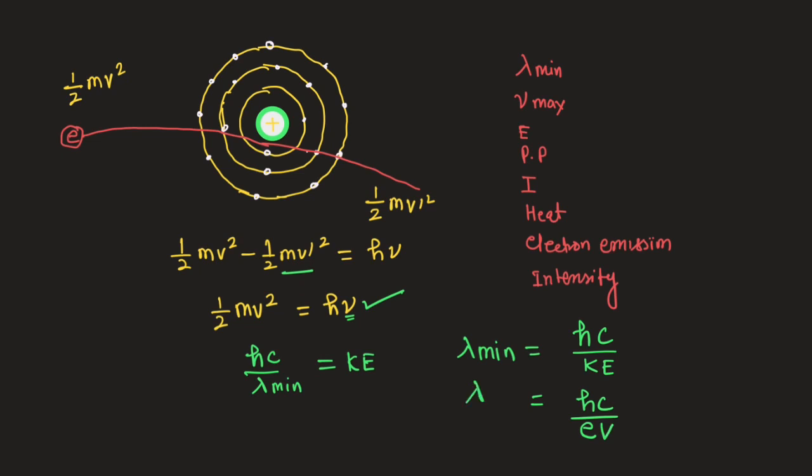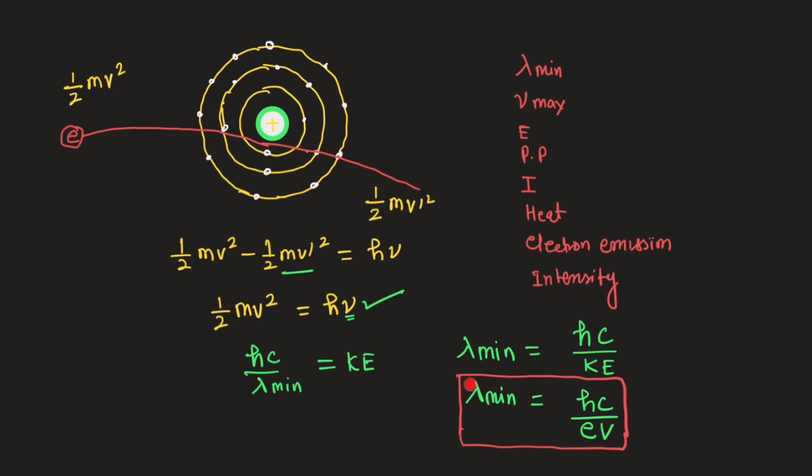So that's how we calculate the minimum wavelength of an X-ray. Now, which X-ray is this one? This is called continuous X-ray. Here there is no ejection of electron, the electron is not jumping anywhere, it is just losing some energy. If the initial electron loses 100% of its energy, only in that case the wavelength will be minimum.